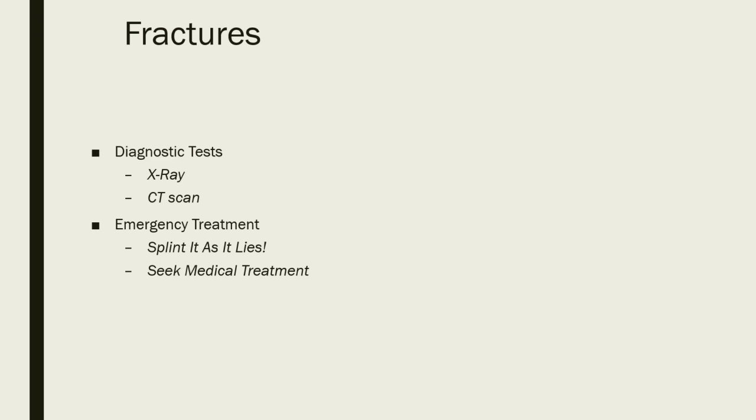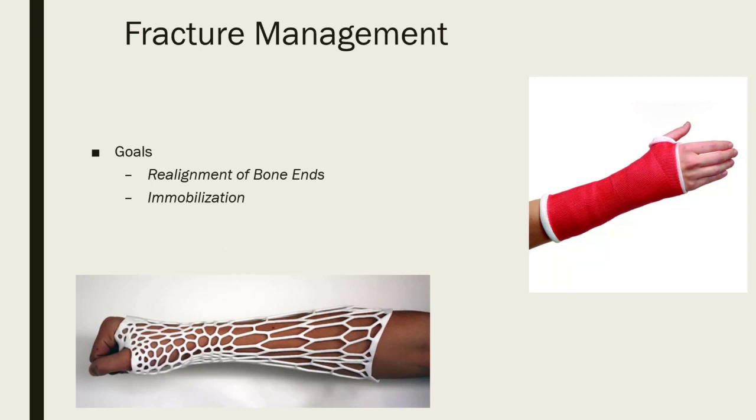Emergency treatment is to splint it to prevent the fracture from moving around or causing any further damage, and then seek medical attention. Goals are the realignment of the bone ends and immobilization. The picture on the right of the screen here is a traditional cast that was used for fractures. The picture at the bottom is a new 3D printed fiberglass cast where you don't have the same restrictions as far as getting it wet.